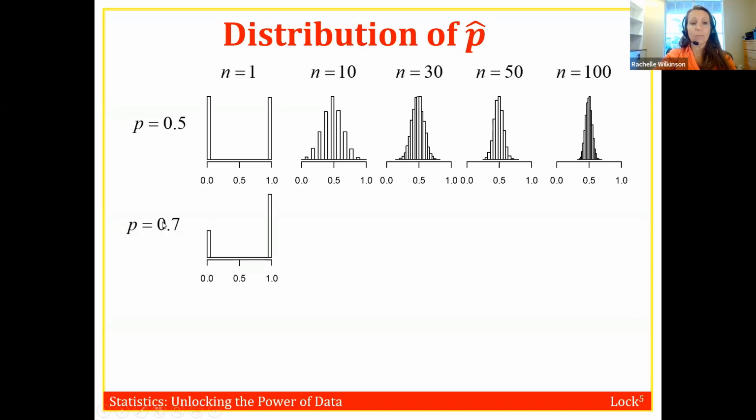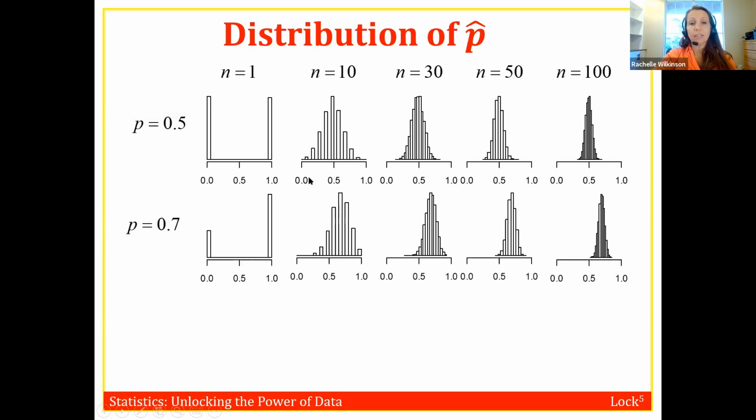When we have a p of 0.7, then you can see that it takes a little bit bigger sample size, maybe more around 50, for the sampling distribution to follow a good normal distribution. So we need a little bit bigger sample size when I have a p of 0.7.